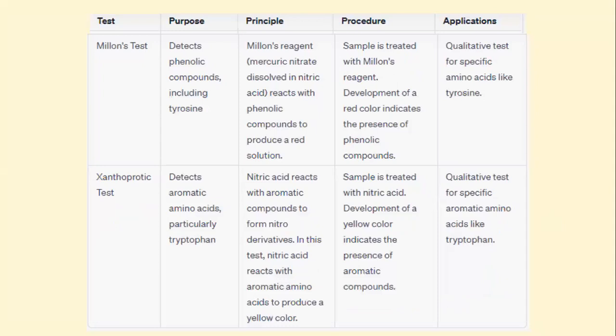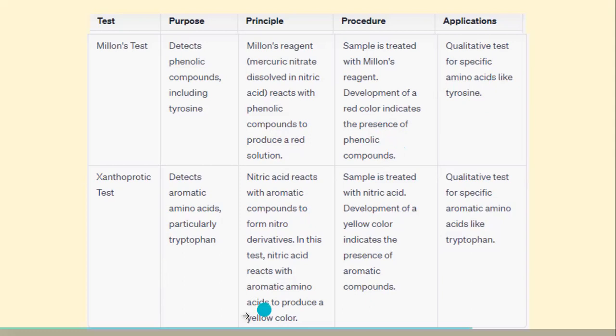Next comes Millon's test, which detects phenolic compounds, mainly tyrosine. Millon's reagent is just mercuric nitrate dissolved in nitric acid. It reacts with phenolic compounds to produce a red solution. So if you add Millon's reagent to a sample, development of a red color indicates the presence of phenolic compounds. This is a qualitative test for specific amino acids like tyrosine. If tyrosine is present, you will get a red color when you add Millon's reagent.